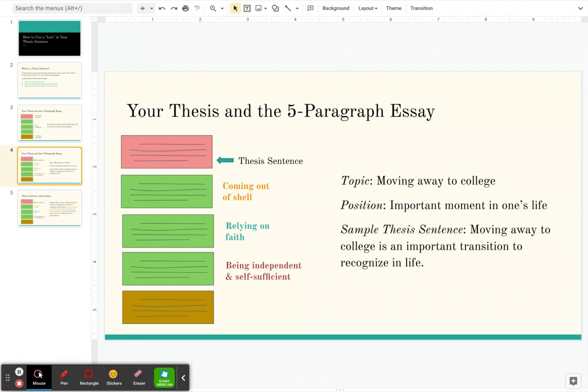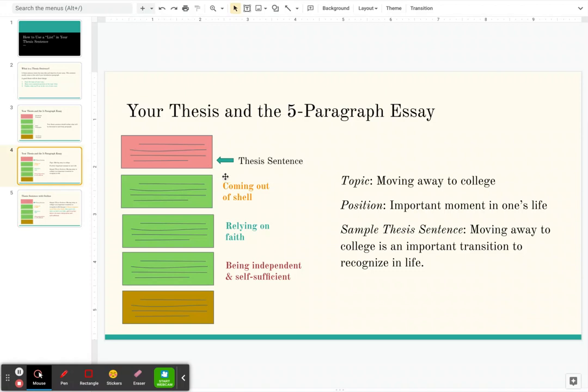So I might write a thesis sentence that says, moving away to college is an important transition to recognize in life. Now, this thesis sentence is okay, but what would make it better is to outline the points that I'll then be using to prove that this moment is an important transition in life. So notice that the thesis sentence will be at the end of my introduction paragraph.